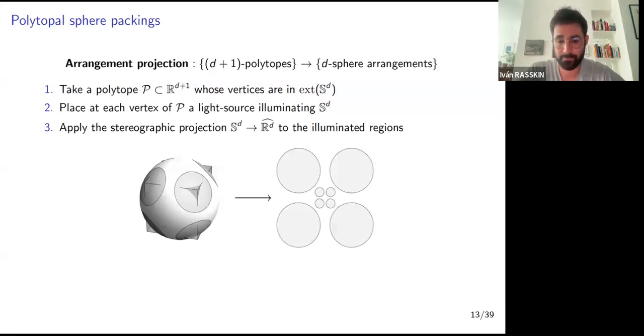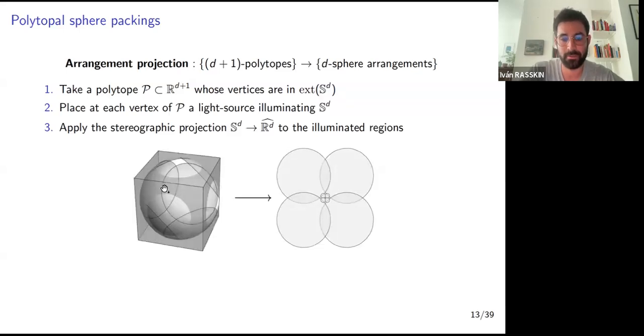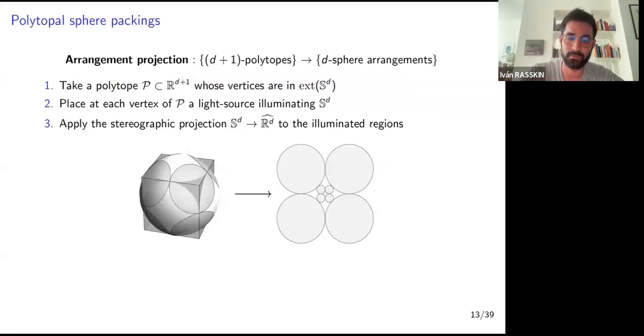If we look at one edge, if the edge is cutting transversally the unit sphere, then the illuminated regions, the spheres that correspond to the vertices, are going to be disjoint. In the other case, if the edge is avoiding the sphere, then the illuminated regions are going to overlap. In the middle case, if the edge is exactly touching the sphere, tangent to the sphere, then the corresponding spheres are going to be tangent. And this is the case that we are interested in.